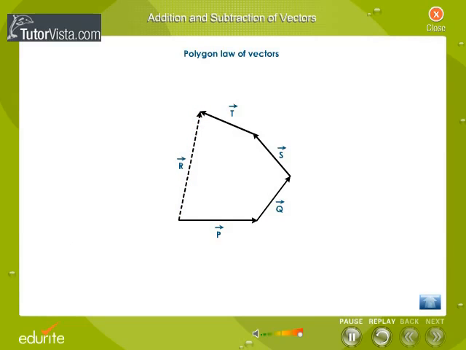Suppose four vectors, vector p, vector q, vector s, and vector t, are represented completely by the four sides AB, BC, CD, and DE respectively of a polygon, all taken in the same order as shown. Then, according to the polygon law of vectors, the closing side AE of the polygon taken in the opposite order will completely represent the resultant vector R such that vector R is equal to vector P plus vector Q plus vector S plus vector T.